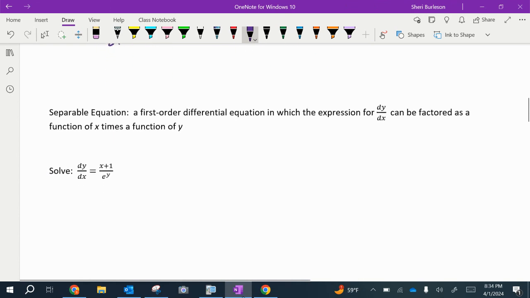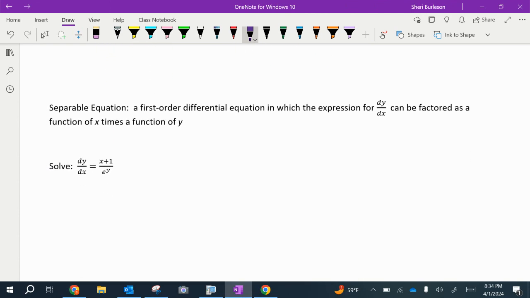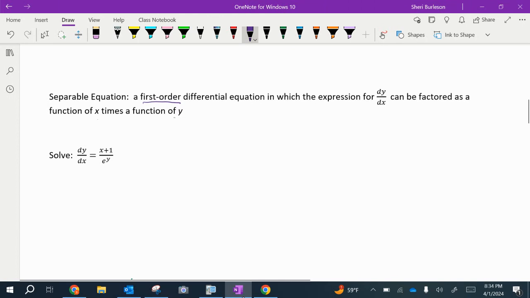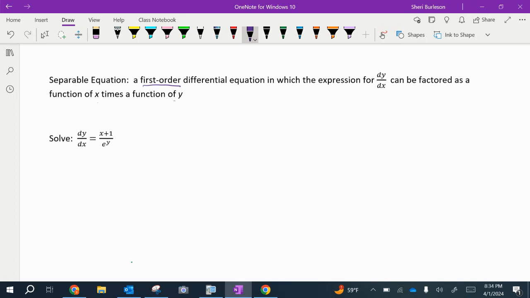So we are going to be looking at separable differential equations. A separable equation is a first order differential equation. That means it's only going to have a first derivative. And dy dx can be factored as a function of x times a function of y. So we need to be able to separate the x's from the y's, and you're going to be separating them using multiplication. Okay. So here is my example of a separable differential equation.